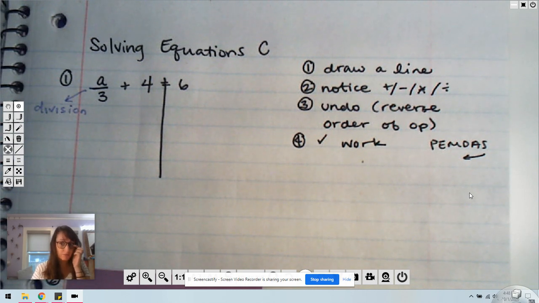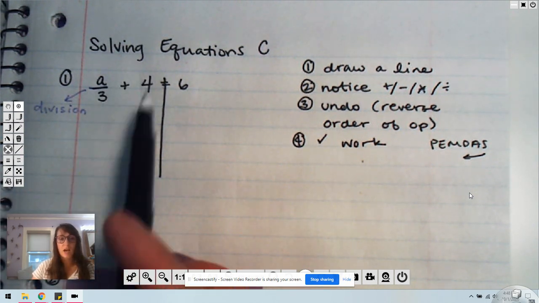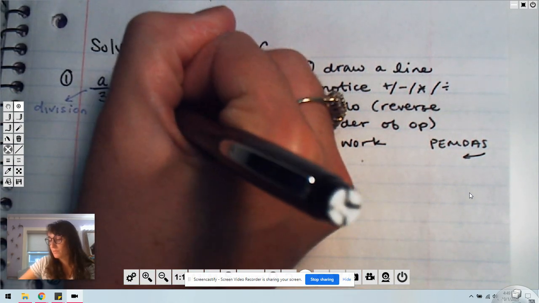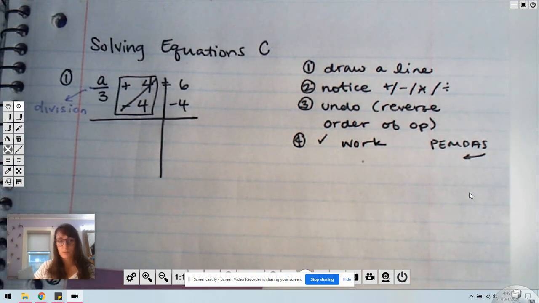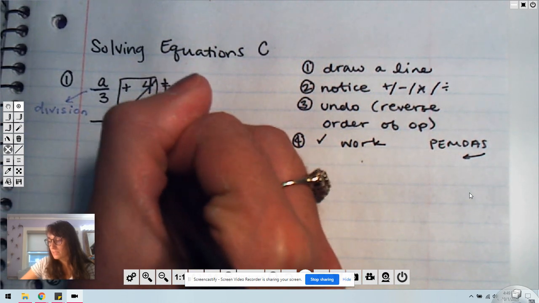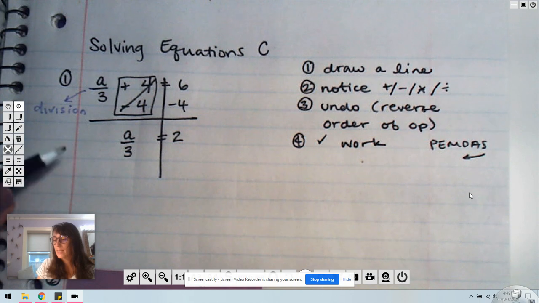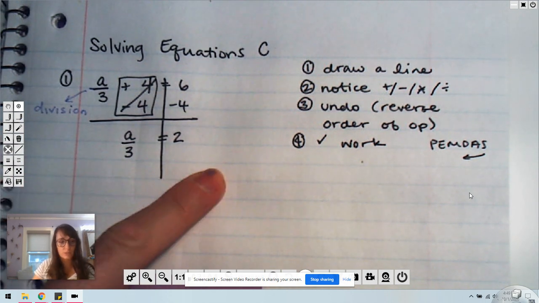Now I want to work in reverse order of operations. That means first I need to deal with that addition and subtraction. I see a plus 4. The opposite of a positive 4 is a negative 4. So I subtract 4 from both sides. Positive 4 and negative 4 make 0. Those two numbers cancel out. 6 minus 4 is 2, and now I'm left with A divided by 3. Notice how I say A divided by 3 instead of A over 3. I do that intentionally, on purpose, to get it deep in my brain that that fraction just means division. So A divided by 3 equals 2.